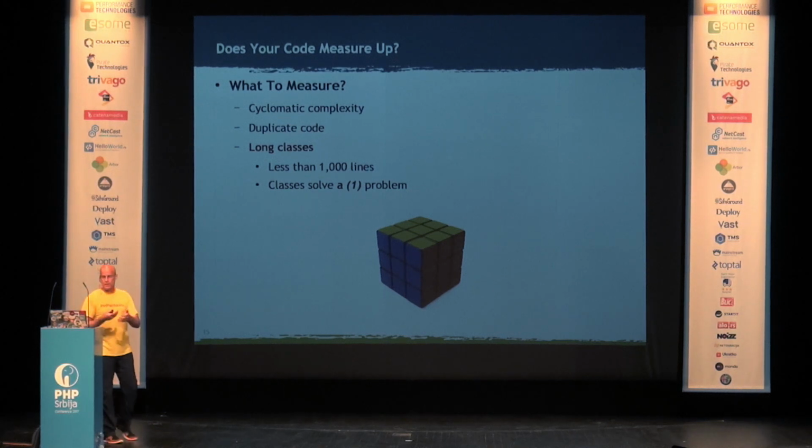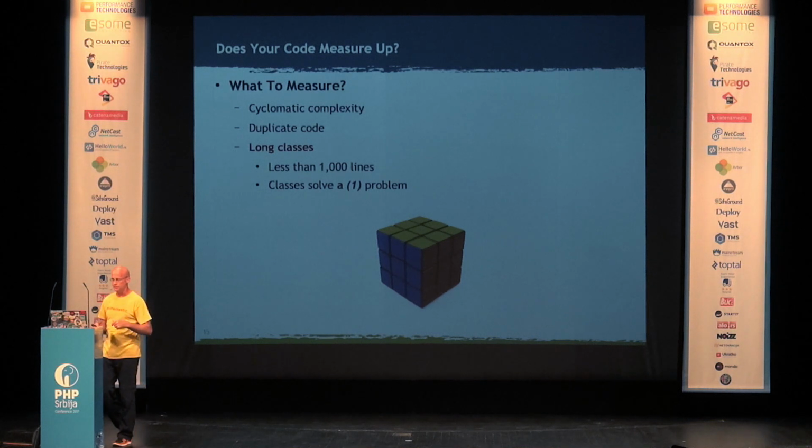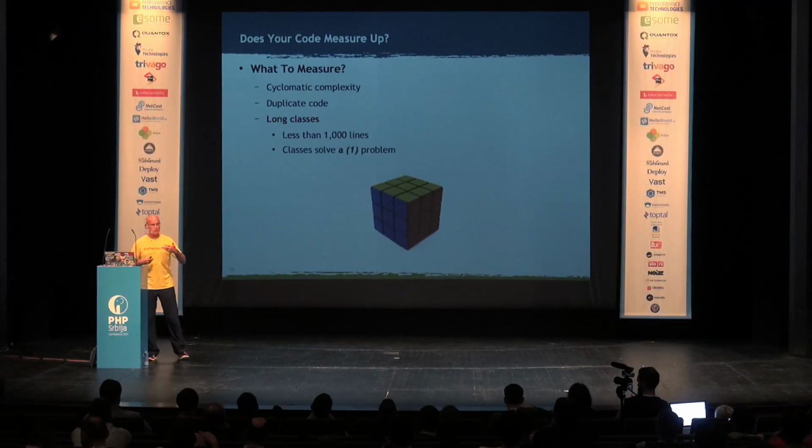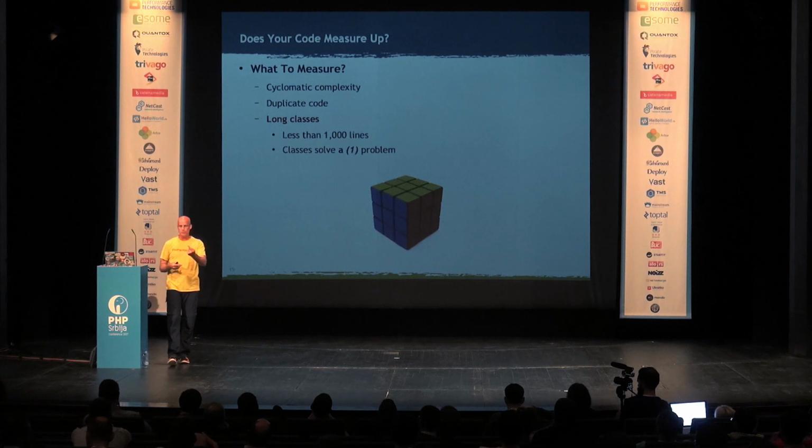We should measure the length of our classes. Now, if you're creating methods and you keep your methods nice and short, keep your functions nice and short because they only do one thing, your classes will also end up being quite short. Because a class should solve a problem. It solves one problem.